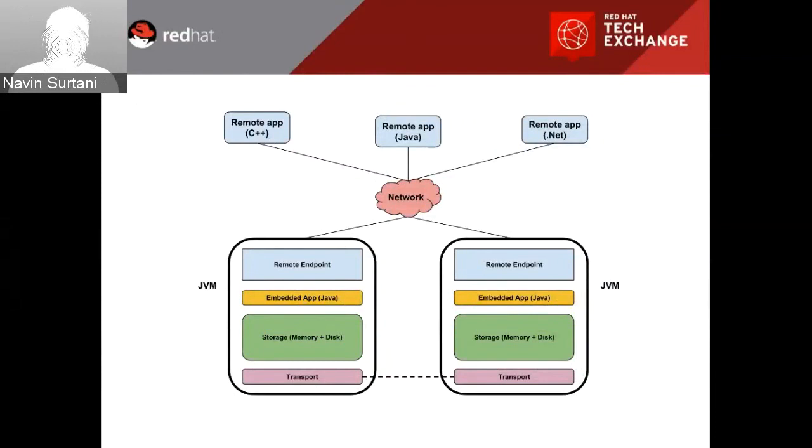Just to point out, the transport layer is basically JGroups, which is just a library for nodes to communicate and send messages to each other. JGroups is the transport that Infinispan, or JBoss Data Grid, uses in order to allow the nodes to communicate with each other.